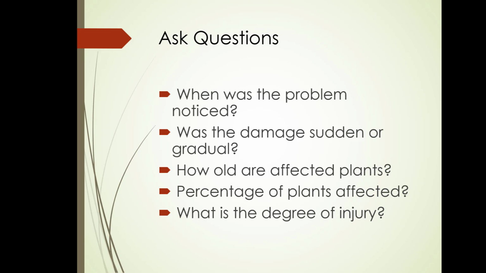So you want to ask questions like, when was the problem noticed? Was the damage sudden or gradual? If it was sudden, most likely it's abiotic. How old are the affected plants? Some plants are only going to be around for so long. What percentage of the plants are affected, and what is the degree of injury?